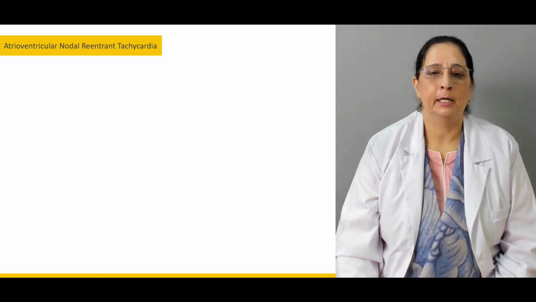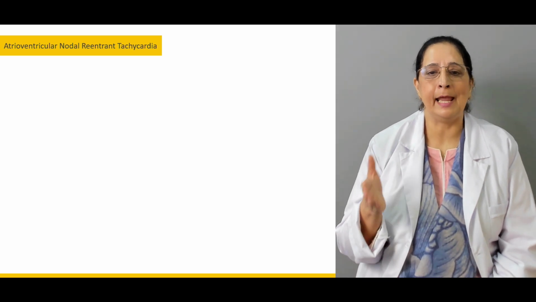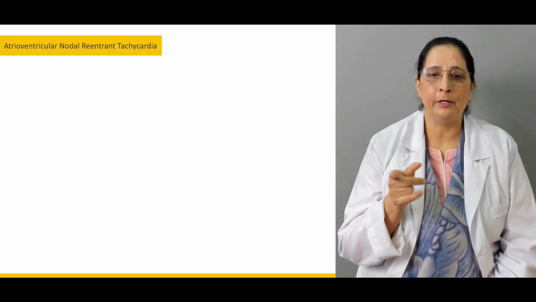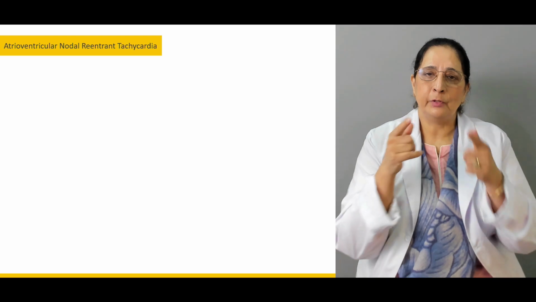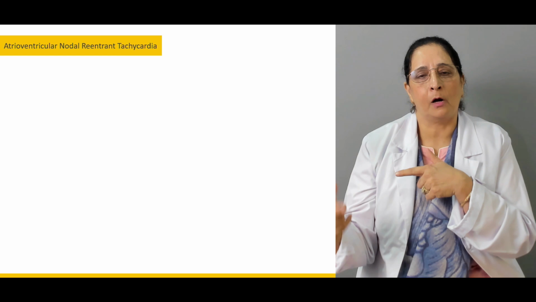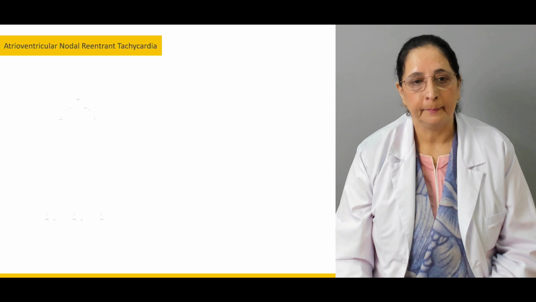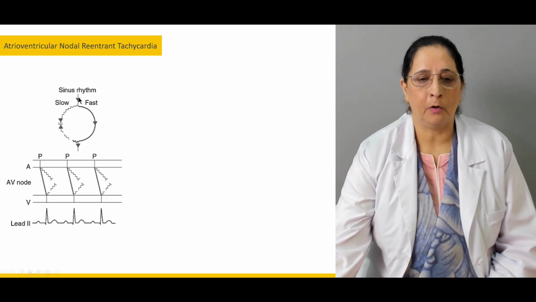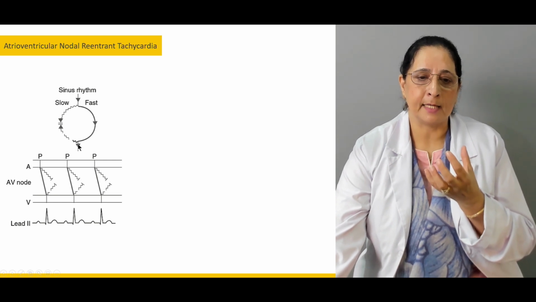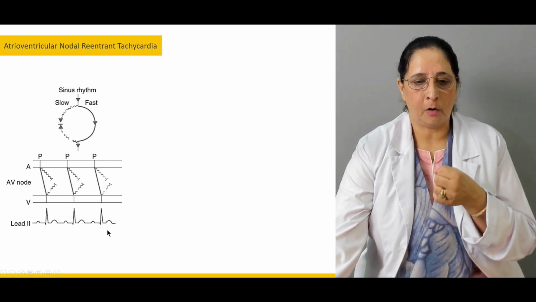Then atrioventricular node reentrant tachycardia. This is another condition, AVNRT, atrioventricular nodal reentrant. In this, the impulse re-enters and causes this type of dysrhythmia. So AVNRT, this is the normal sinus rhythm. The normal rhythm has a fast and a slow component like this. So this is the normal rhythm.